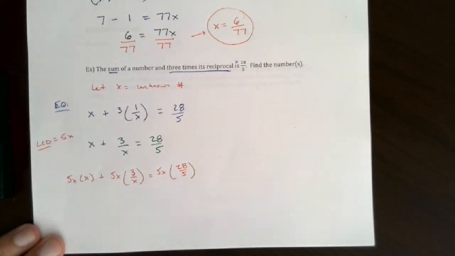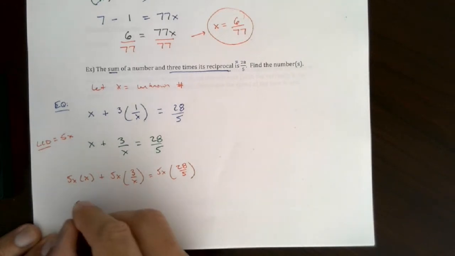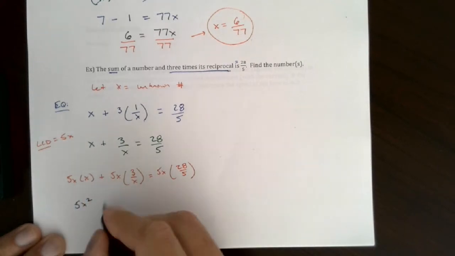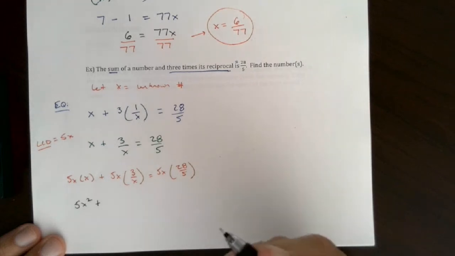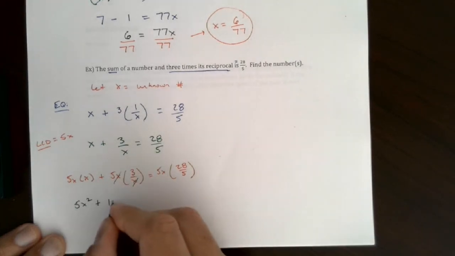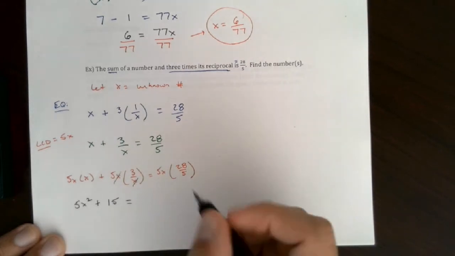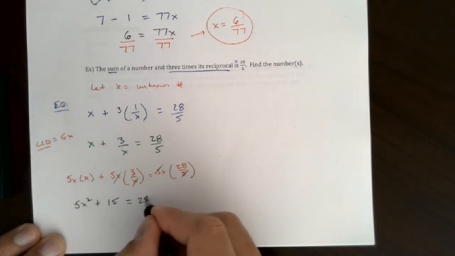And now we simplify. Now 5x times x, don't cancel these. This is straight multiplication. There's nothing to cancel here. So 5x times x is 5x squared. Plus the next term, 5x times 3 over x. Remember, the idea is that you're going to clear fractions. Here the x's cancel, so you're left with 5 times 3, which is 15. And it equals, here, 5x times 28 over 5. The 5's cancel, so I'm left with 28x.